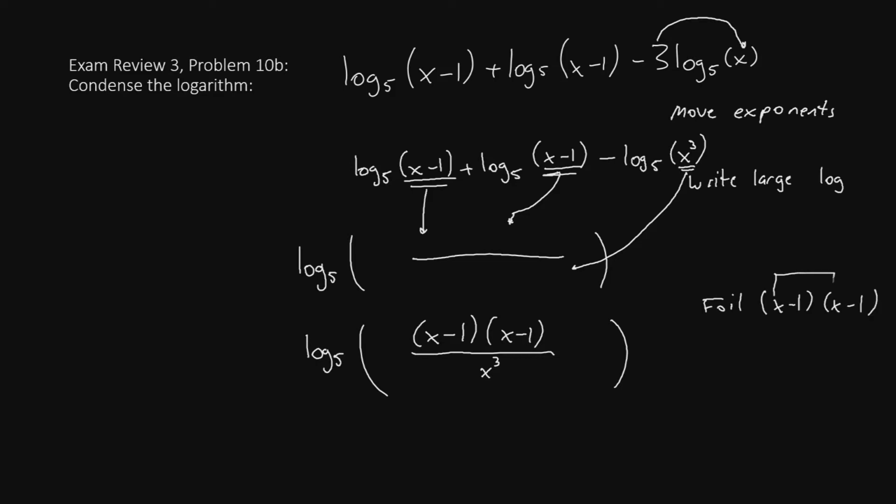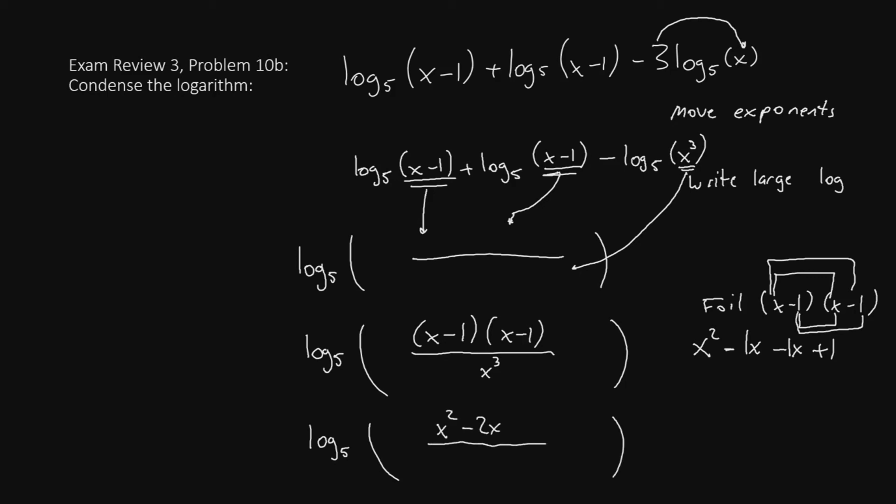If we multiply x times x, we get x squared. If we multiply x times negative 1, we get negative 1x. If we multiply the next negative 1 times x, we get another negative 1x. And then negative 1 times negative 1 gives positive 1. So if we rewrite our log base 5, we'll have on the top x squared minus 2x plus 1 over x to the 3rd. That is our combined logarithm.